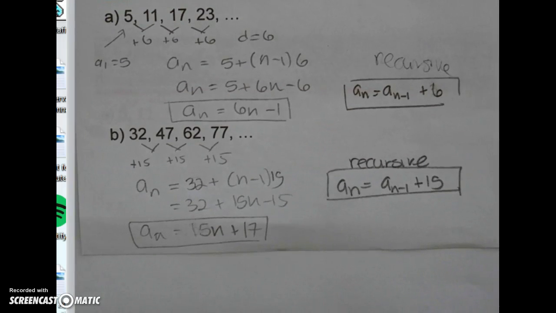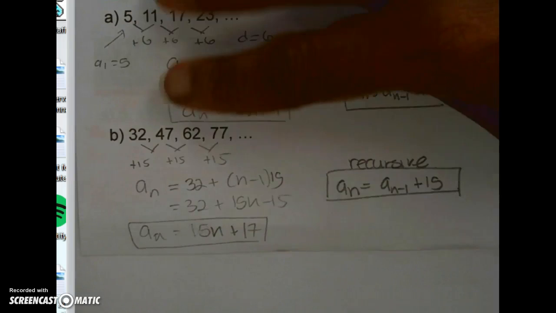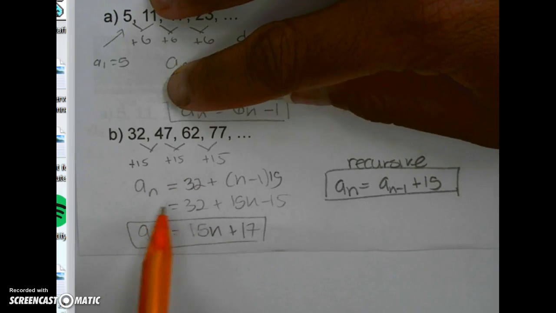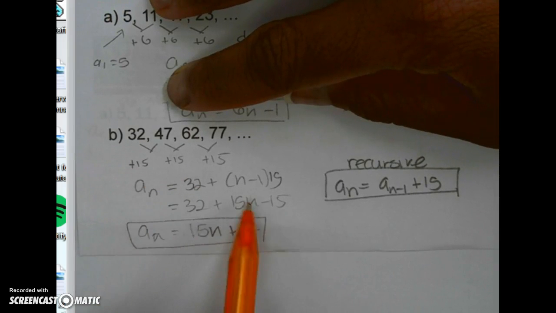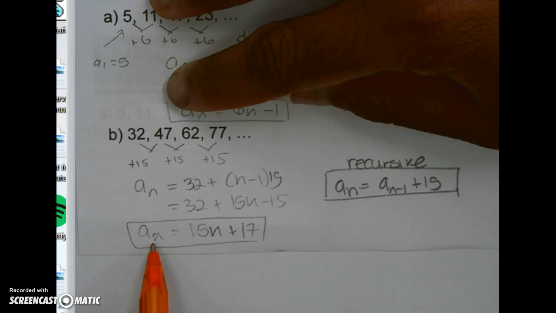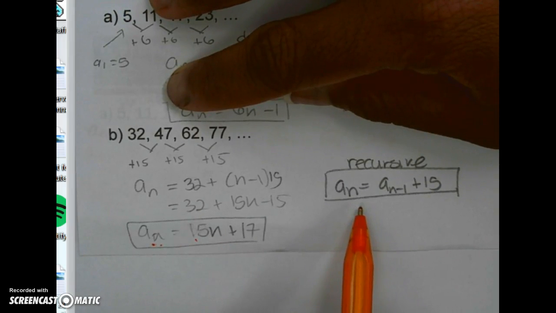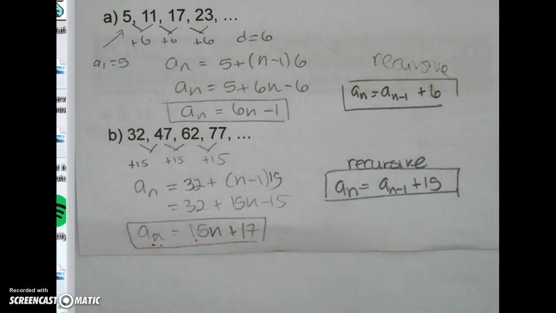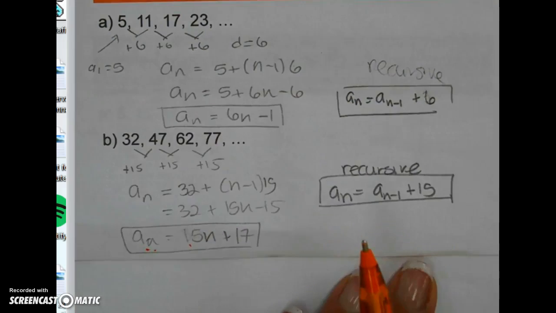So take a moment, check my work with your work here. If we're looking at it, the difference was 15. My first term was 32. So I plugged in and I got a sub n is equal to 15n plus 17. My recursive one is a sub n is equal to a sub n minus 1 plus 15. In case you're having a hard time understanding, I'm saying a sub n, with n as a subscript, minus 1.